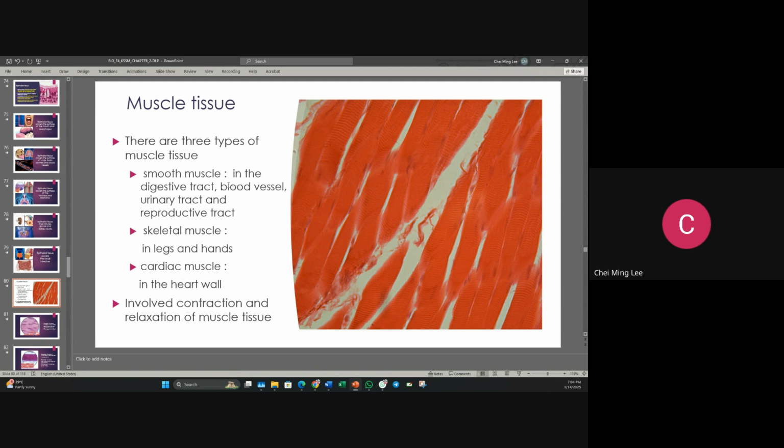The only thing we can control is skeletal muscle in your leg and hand. Even your cardiac muscle, you cannot control as well. Can you control your heart so that it can stop? Cannot, right? So that's why cardiac and smooth muscle cannot be controlled. So the motion involves the contraction and relaxation of muscle tissue.